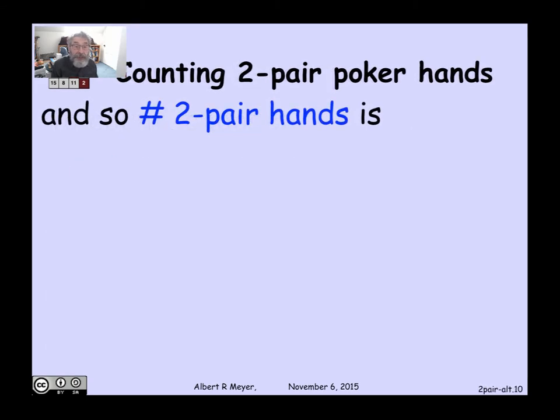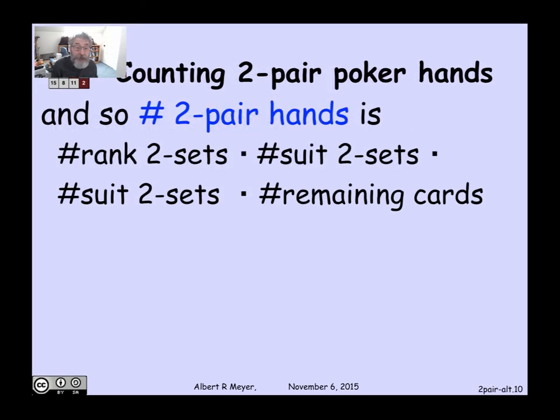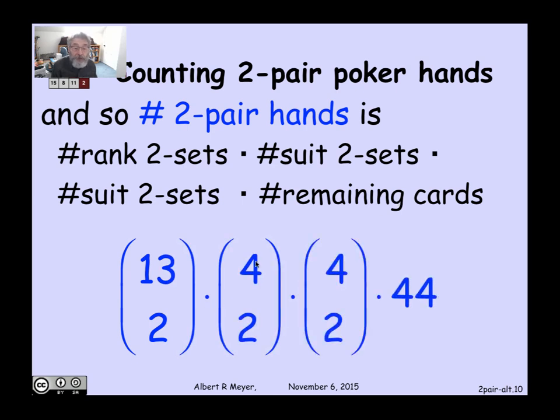So that means that if I want to count the number of two-pair hands, I multiply the number of sets of ranks times the number of sets of suits twice, one for each rank, times the number of remaining cards, or 13 choose 2 times 4 choose 2 times 4 choose 2 times 44. And you can check, as I did, as a double check for bugs, that this formula evaluates to the same number as the previous corrected mistaken count.